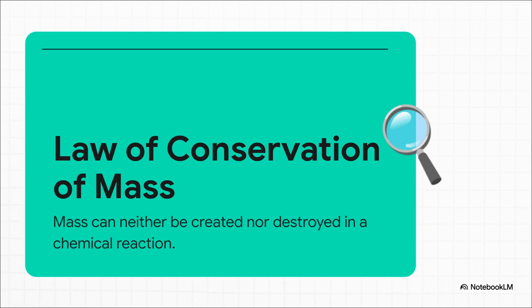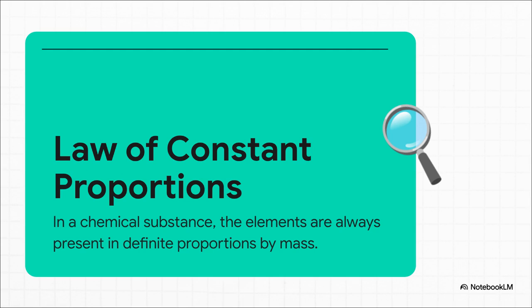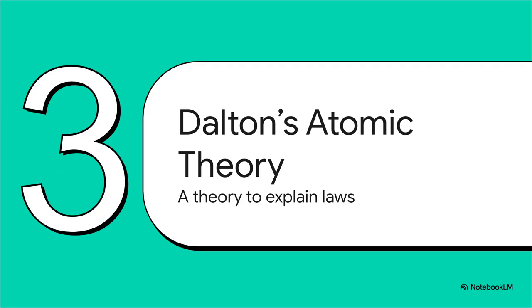In simple terms, it means that whatever mass you start with, the reactants, will be exactly equal to the mass you end up with, the products. Nothing just disappears. And the second law is the law of constant proportions. This one says that in a pure chemical substance, the elements are always present in a definite proportion by mass. The classic example is water, H2O. It doesn't matter if you take water from a river, from the sea, or make it in a lab. The ratio of the mass of hydrogen to the mass of oxygen will always be 1:8. It's a fixed rule.